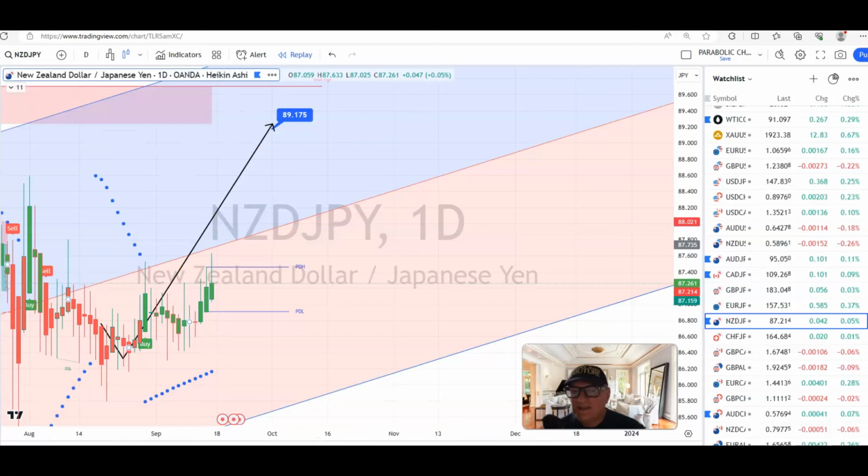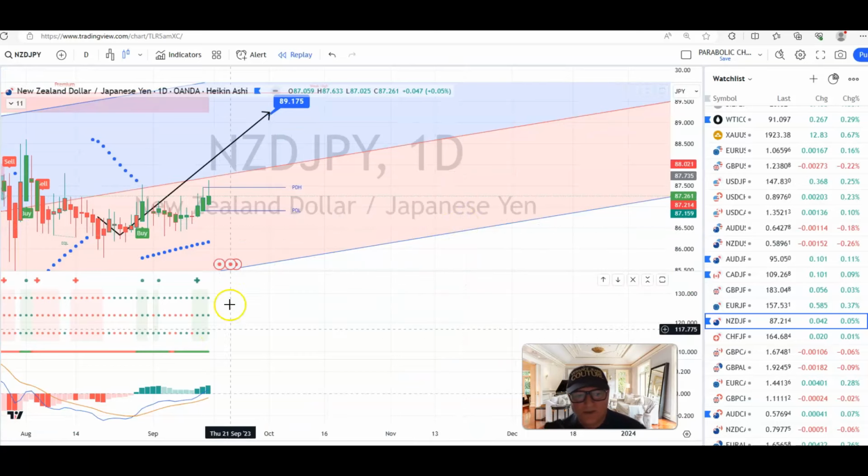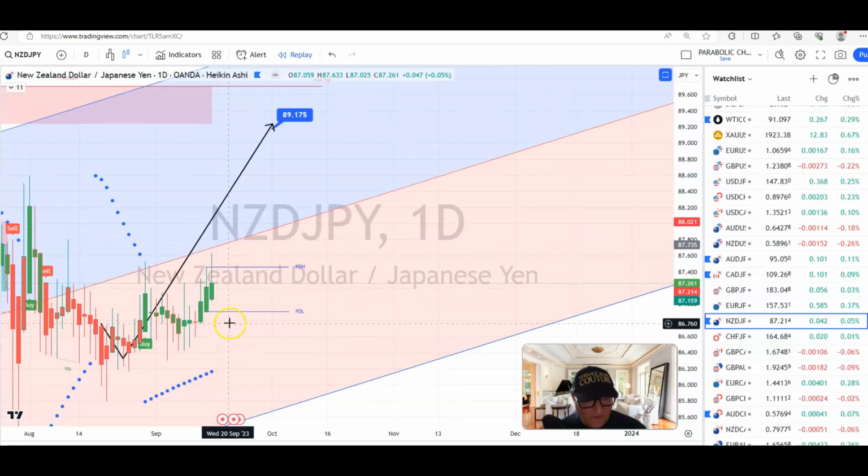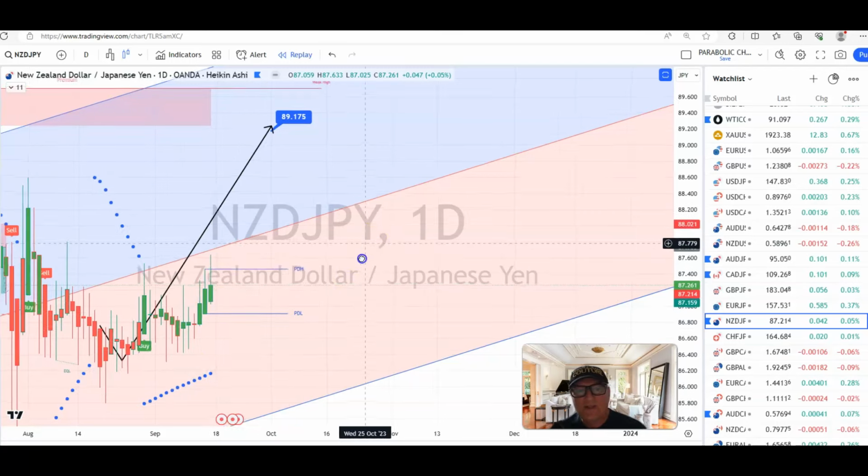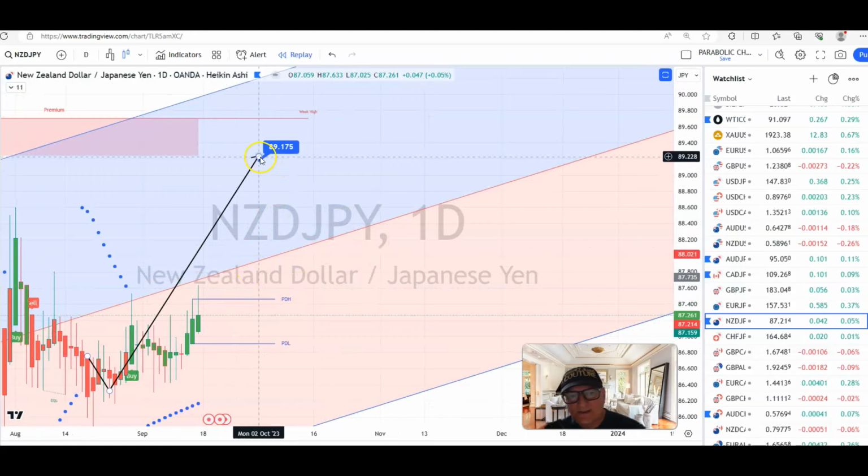New Zealand yen, what do you think? Parabolic? Bet your life. All the buyers are in, heading higher. So buy it now, put your stop down here, 86.16. It's only 100 pips or so. That's all right, isn't it? So target 89.20.